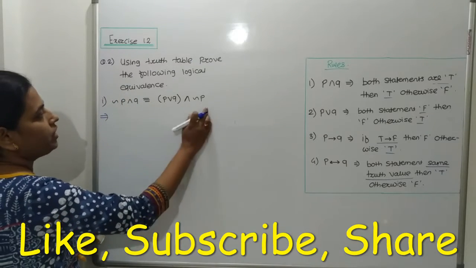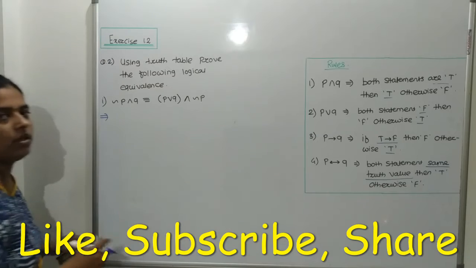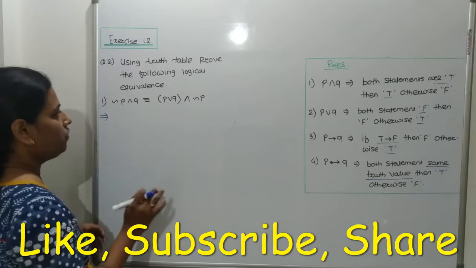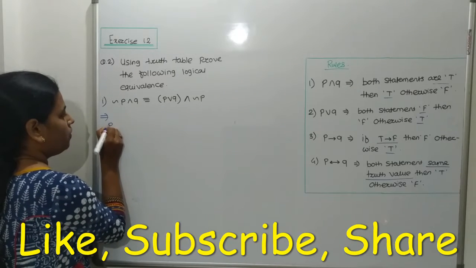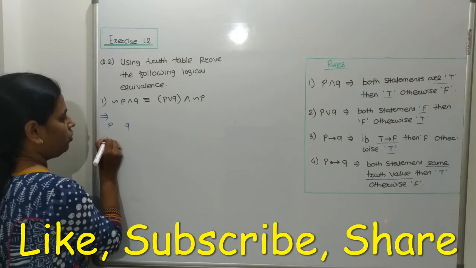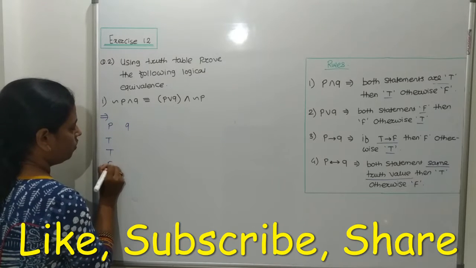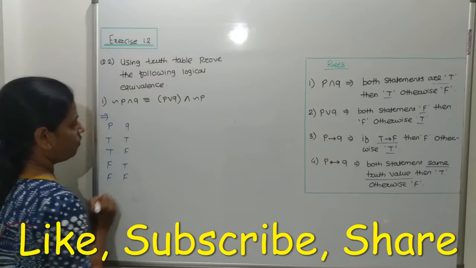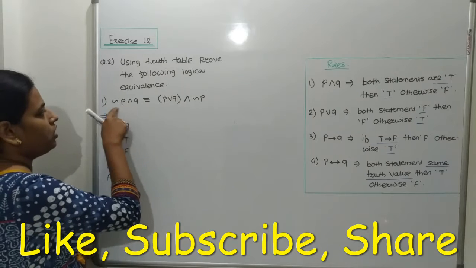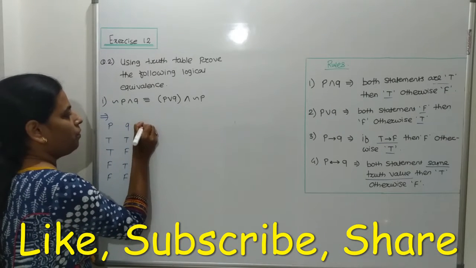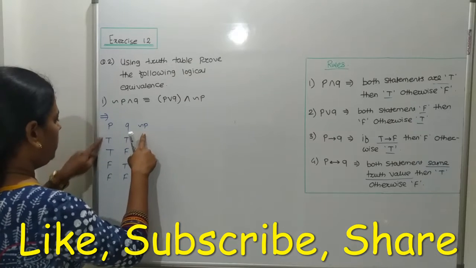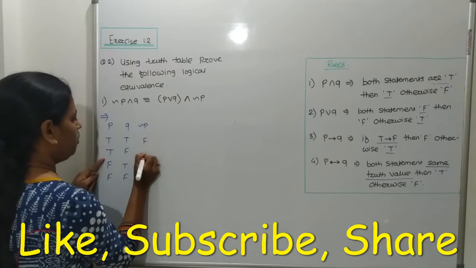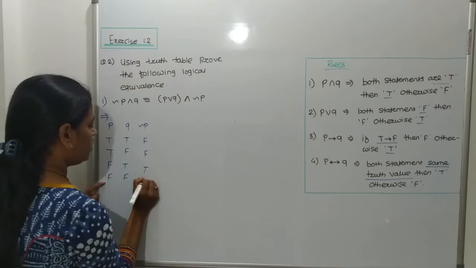First of all, find out how many statements there are. That is two statements. So the possible combinations of truth values are 4. When we solve this, we first write down P and Q, and then the truth values of them: true, true, false, false, then true, false, true, false. Now first solve this one. For this, we need not P first. So how to calculate not P? Not P means true is converted to false, true to false, false to true, and false to true.